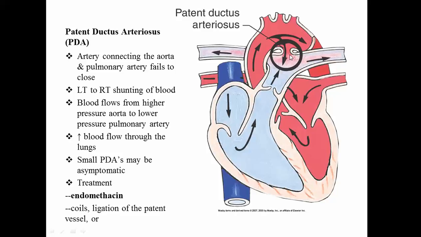But the first way they're going to treat, before they decide to do the non-surgical using the coil, would be medical management, and that would be with indomethacin, which is a prostaglandin inhibitor. What it does is close the PDA in premature infants and some newborns. They'll usually give up to 4 doses, and then if the 4th dose doesn't close the PDA, then they would go to the coils.